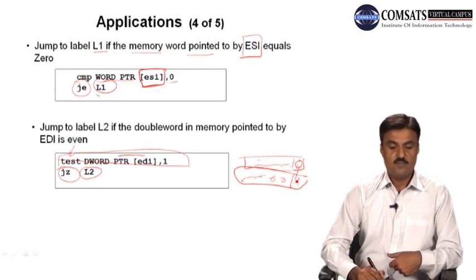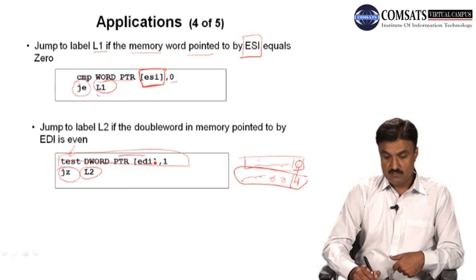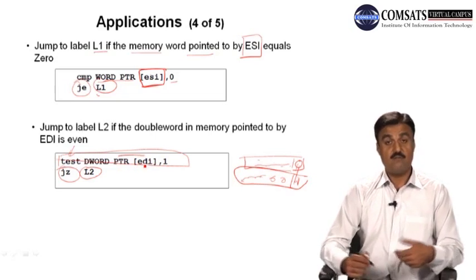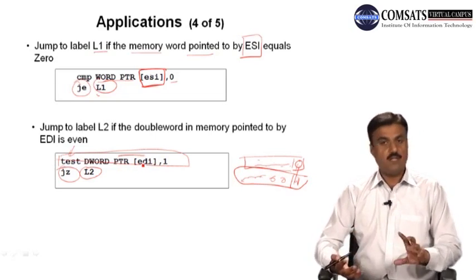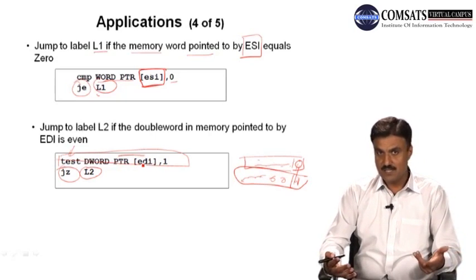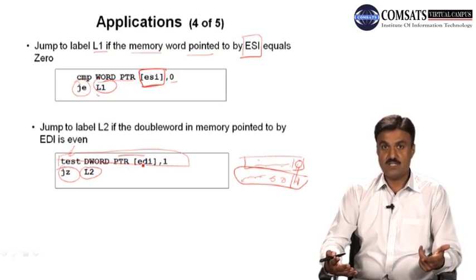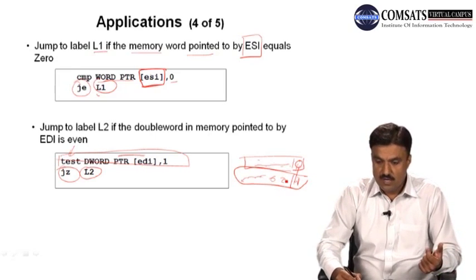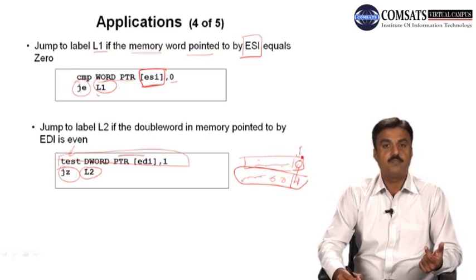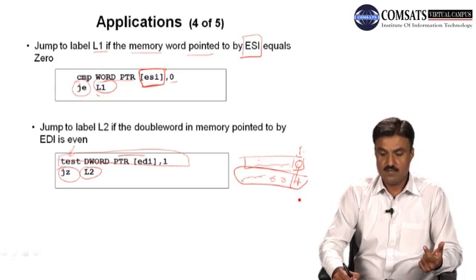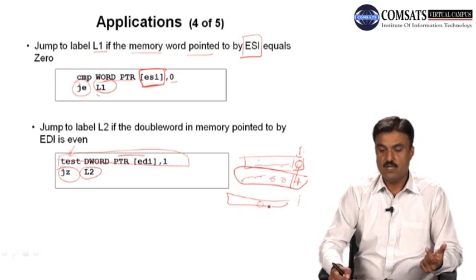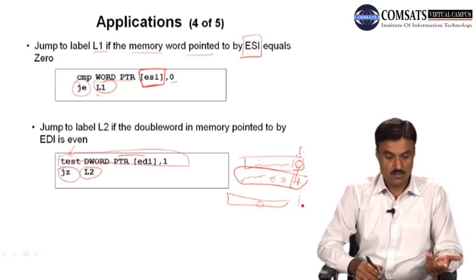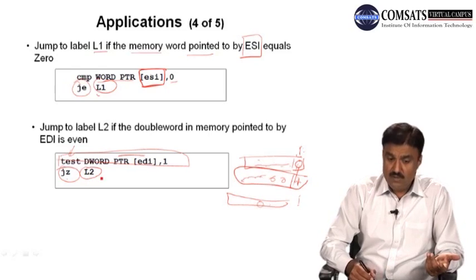So if we perform an AND operation between 1 and the value stored in memory, and the result is 0, it means the value is even. If the result is not 0, then the value was odd, because an odd value must have 1 in the rightmost bit. With 1 and 1 the result will be 1 and the rest 0, so it will not be equal to 0. So jump if zero when the value is even.